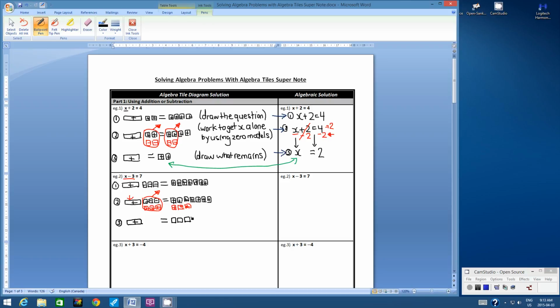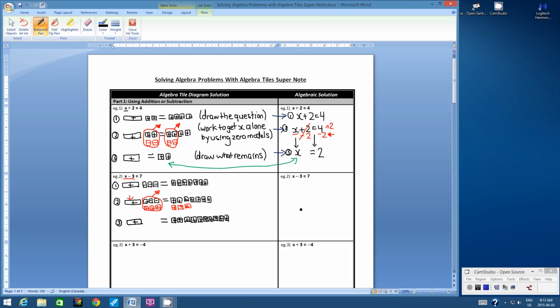So if I count them up, it looks like there are 10 positive tiles. One, two, three, 4, 5, 6, 7, 8, 9, 10. All right, so that should be our answer. How would you say this? X equals positive 10, or x equals 10.